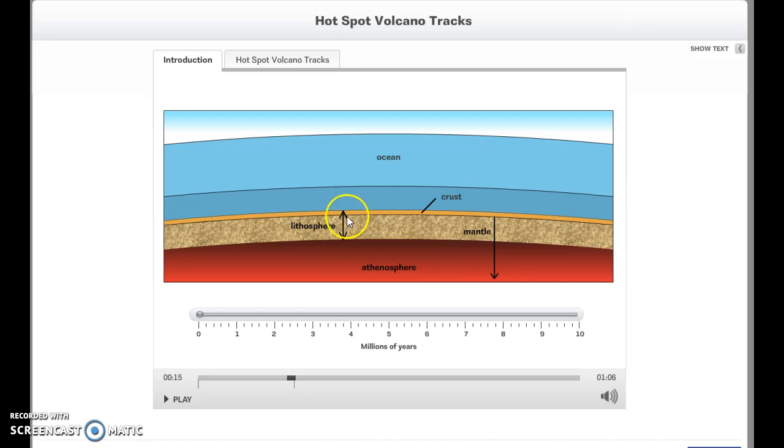And the lithosphere is, in this case, the oceanic crust right here, which is made out of basalt, plus the upper part of the mantle. All together, that makes the lithosphere.